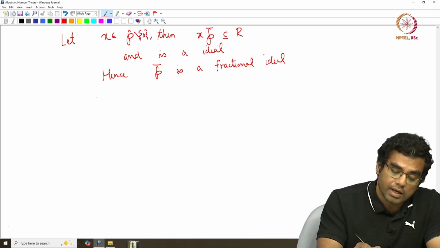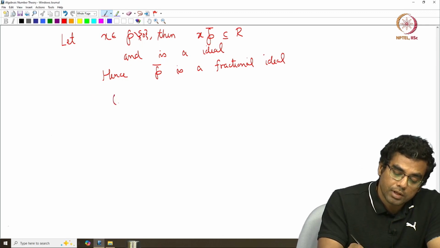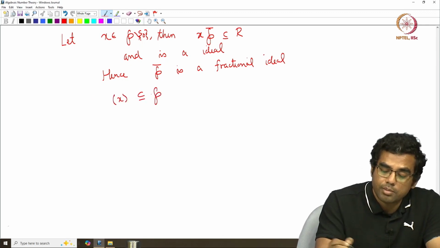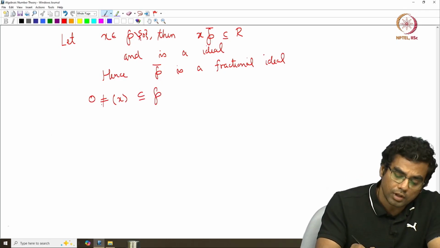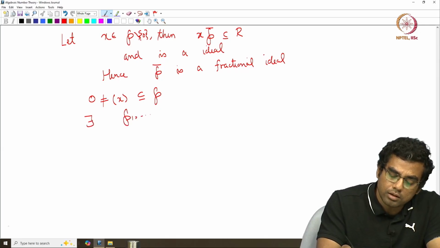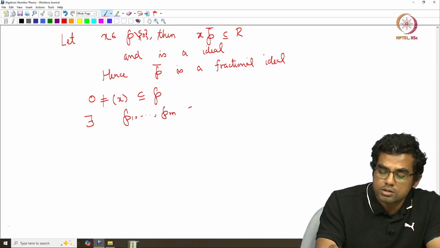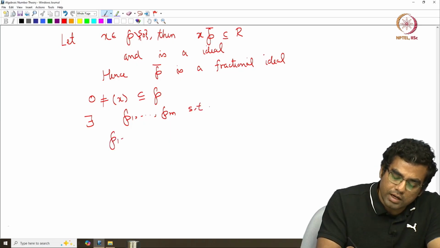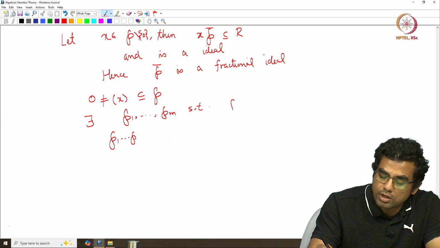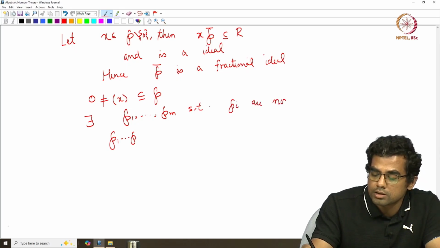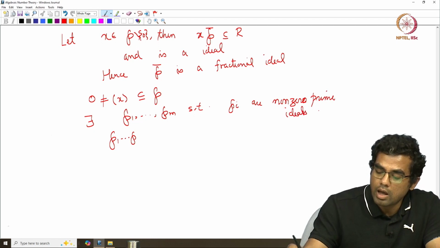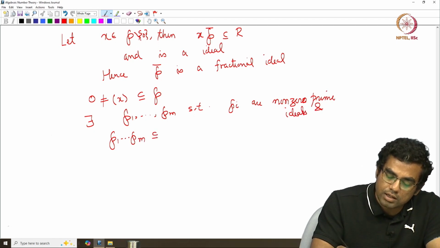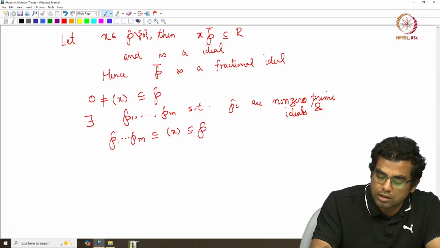Anyway, so I work with this x. Keep working with this x. You take the ideal generated by x and it is contained inside P. So, there exist P1 up to Pm, non-zero prime ideals, such that their product is contained in the ideal generated by x, and this is contained in P.